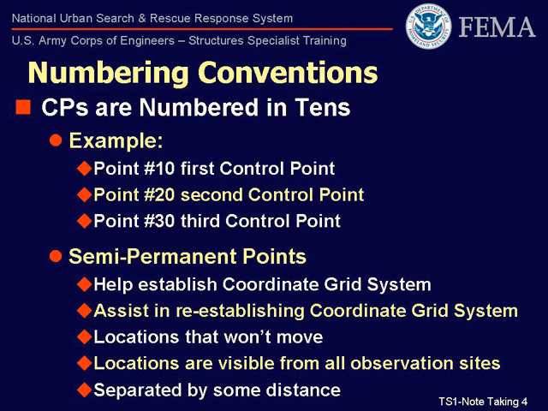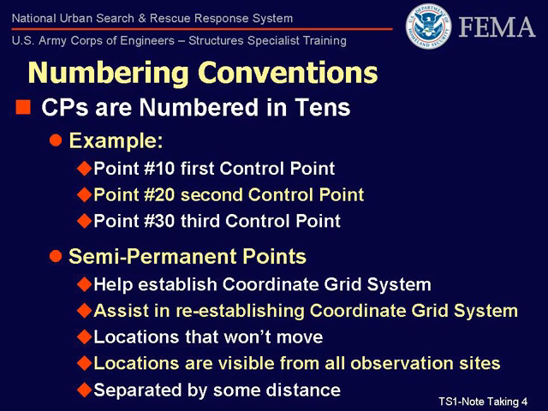First, we are going to discuss the numbering convention that is proposed for the data points. Control points are to be numbered in increments of 10. The first control point, or CP, is numbered 10, the second 20, the third 30, and so on.